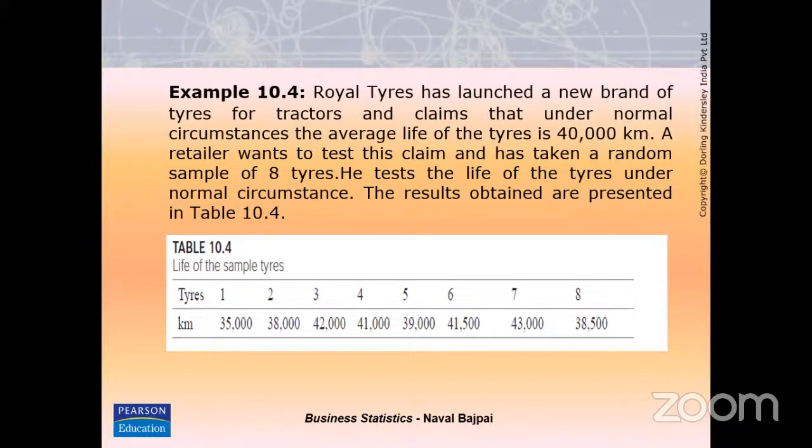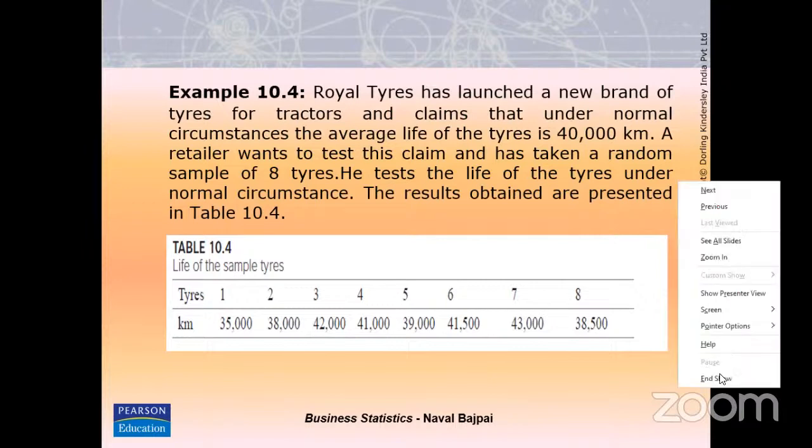The question is: Royal Tires has launched a new brand of tires for tractors and claims that under normal circumstances, the average life of the tire is 40,000 kilometers. A retailer wants to test this claim and has taken a random sample of 8 tires. He tests the life of the tires under normal circumstances. Now we'll see how to test this in Minitab.